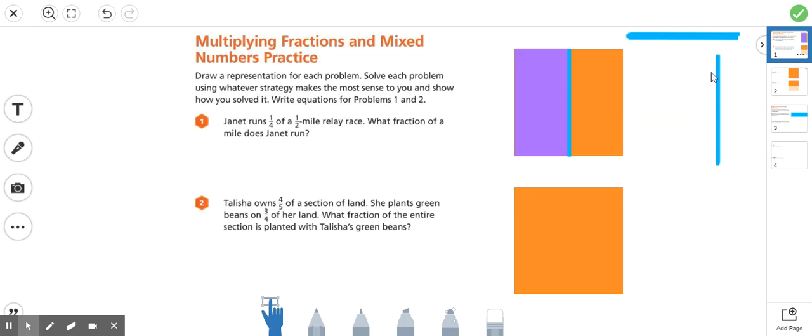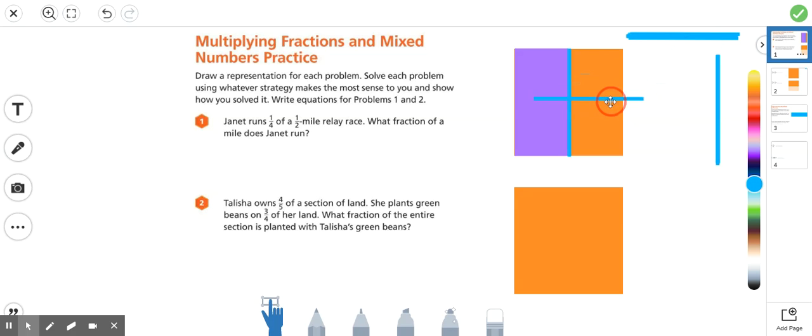Now, Janet, she's in a relay race. And if you're not familiar, the way a relay race works is someone runs, and then there's usually like a baton, like a stick, and a person runs, and then they pass it to the next person who runs, and then they pass the baton to the next person. So Janet's not going to run the whole race. She's only going to run 1/4 of it.